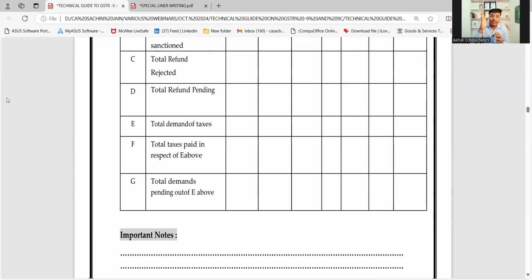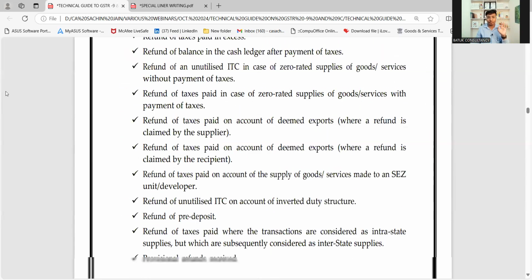If you are filing these details, in such a situation, first confirm the things from the taxpayer. Take the details related to refund filed, refund sanctioned, refund rejected, refund pending, and only after that put the data. And if you have no perfect data, leave it blank. That is what we need to do.